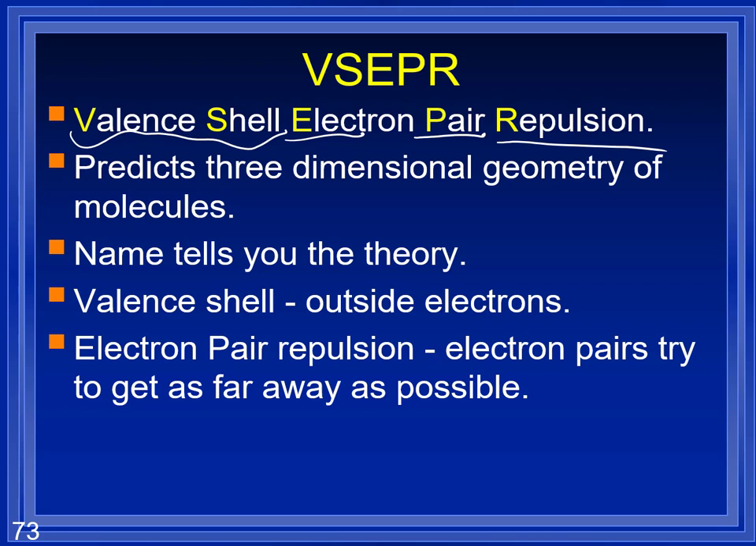So see, I said the name is the whole theory. The outer electrons, pairs of electrons, try to get as far away from each other as possible. Basically magnets. Like magnets, north to north, yep. Like poles repel, like charges repel.